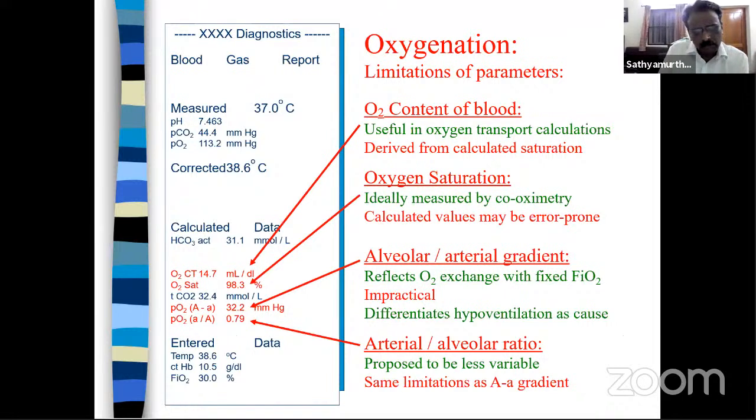Now, some of the machines do give you the a/A ratio also, which is supposed to be less reliable, but the limitations are the same. As the age increases, the AA difference actually goes up.